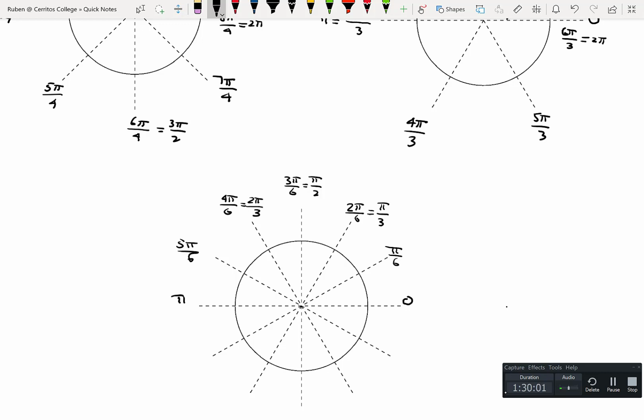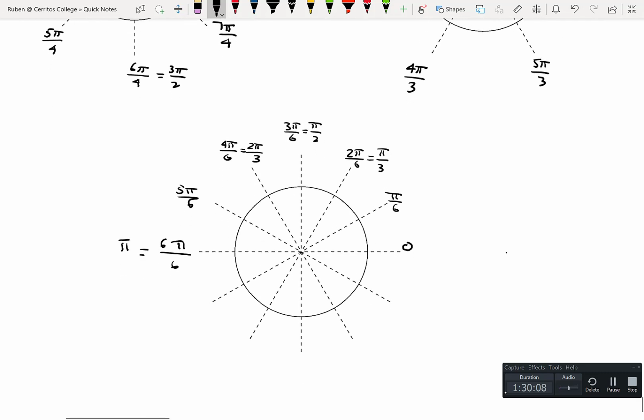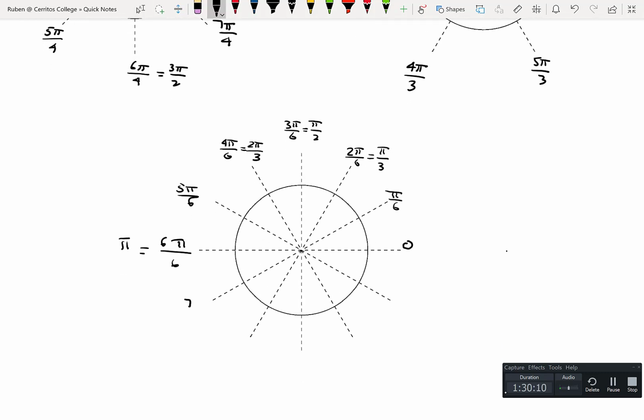5 pi over 6 plus another pi over 6 would be 6 pi over 6, which reduces to pi, as we should have. 6 pi over 6 plus 1 pi over 6 would be 7 pi over 6. Plus 1 pi over 6 would be 8 pi over 6, which reduces to 4 pi over 3. These are all very common angles in trig. 8 pi over 6 plus 1 pi over 6 is 9 pi over 6. Each of the angles I'm adding is 1 pi over 6.